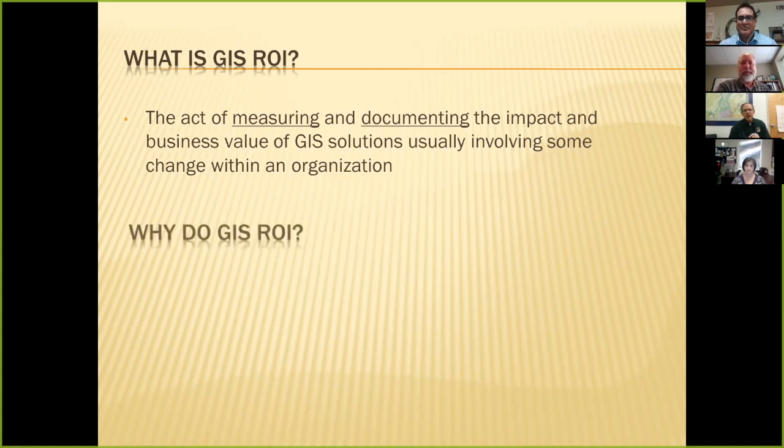After we address the question of what is GIS ROI, we need to find answers to the question of why we do this. And usually the why is more interesting than the what, don't you think?